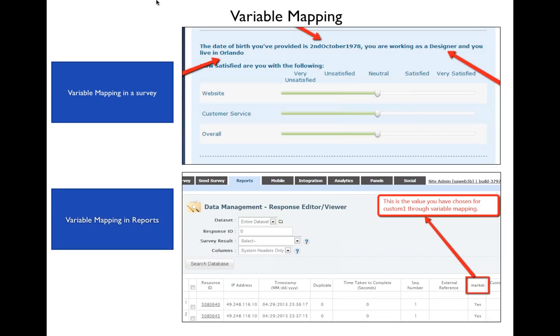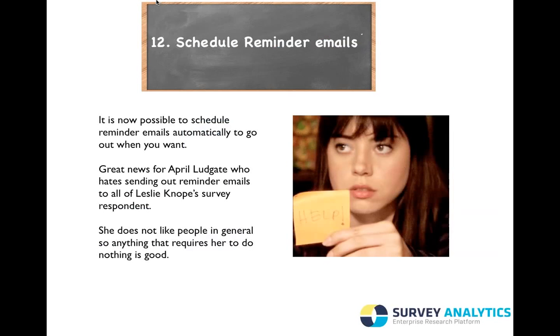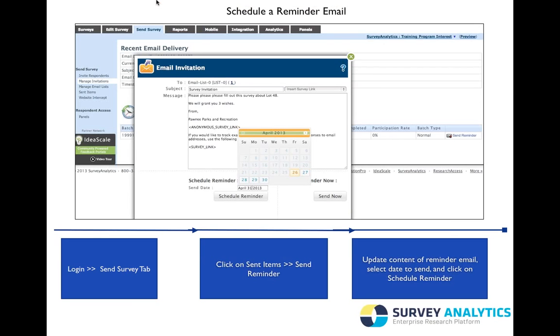And that would really be helpful when you need to make copies of the survey and that kind of thing, so people know what kind of information is supposed to be flowing from the custom variables that you've uploaded in the system. So for variable mapping, here is an example of variable mapping inside of a survey. The date of birth you provided is October 7th, 1978. You're working as a designer and you live in Orlando. So that's actually what it would look like to your respondent. It's the same thing as switching out the custom variables, but this time you're actually using real words.